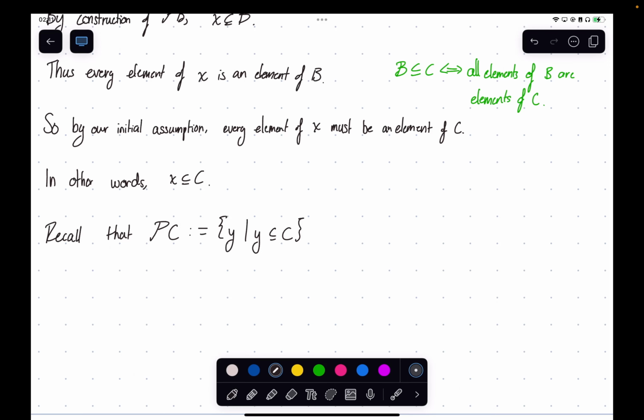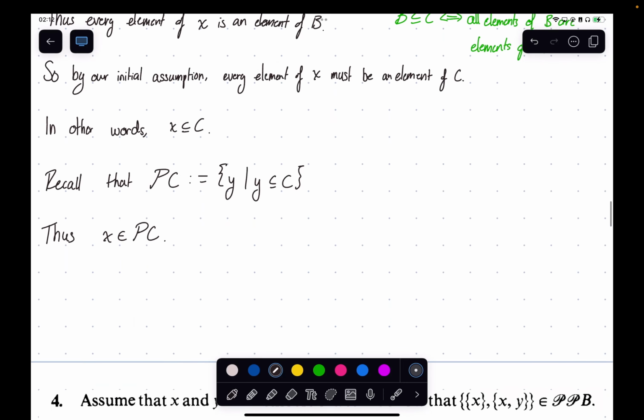So, how do we know that Y is in the power set of C? How do we check that? We just check, does it meet this condition? So, X is a subset of C, meaning it meets this condition on the right-hand side. And thus, X is an element of the power set of C. So what does it mean? What is this telling us?